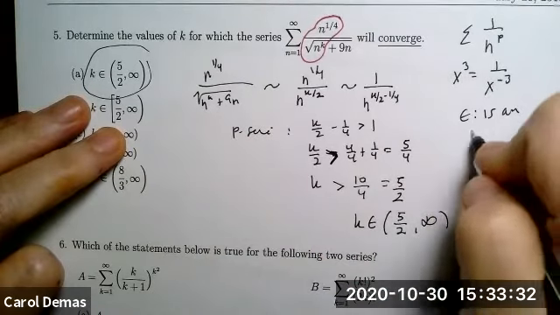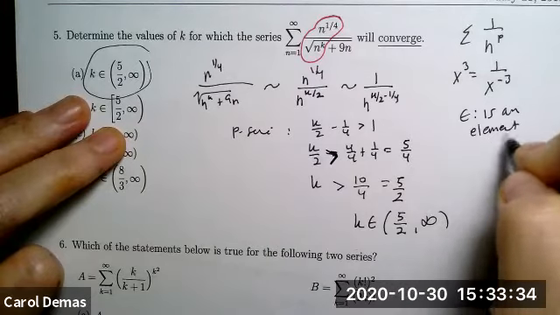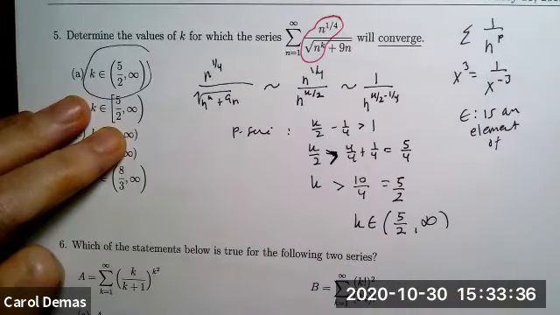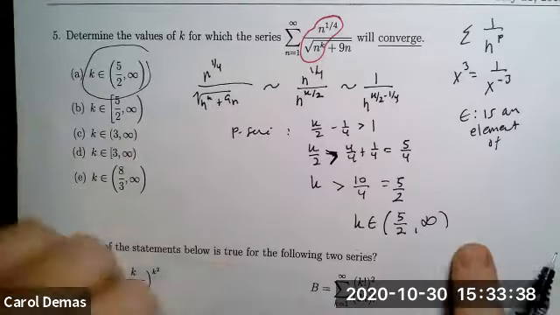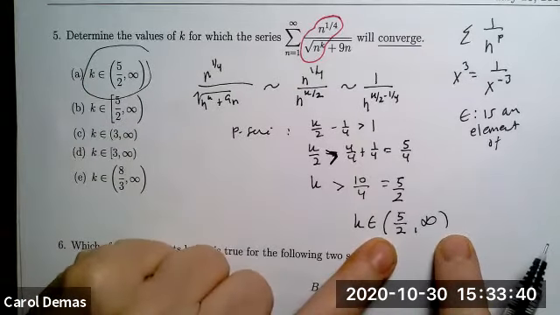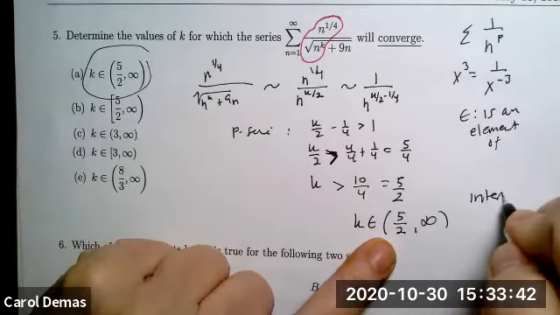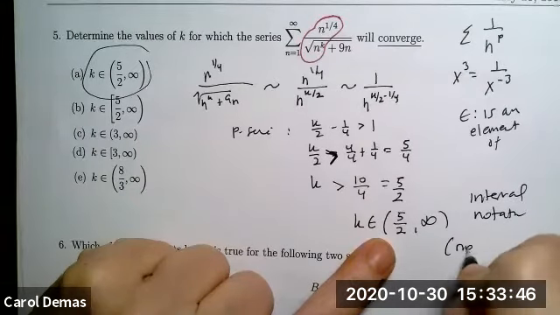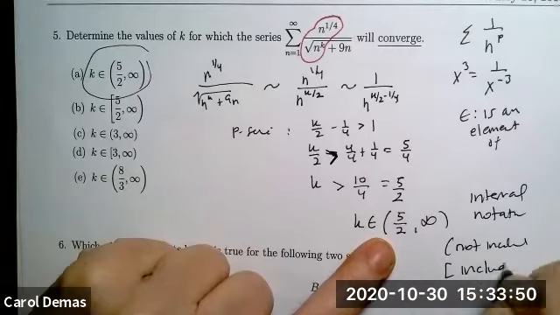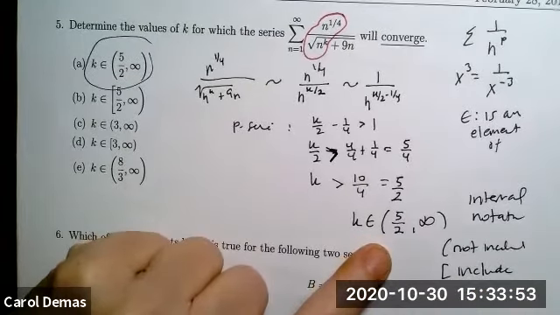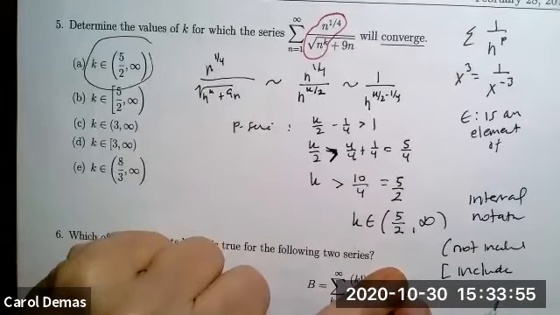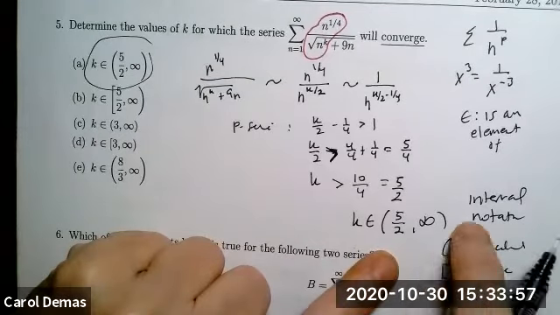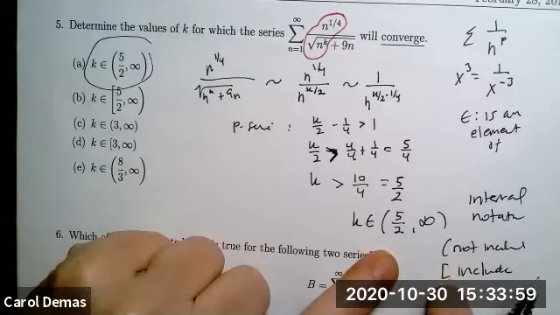Is an element of. Okay, you need to know interval notation. Yes. This means not included. This means included. So strictly greater than, you use the open, greater than or equal to, you use closed.